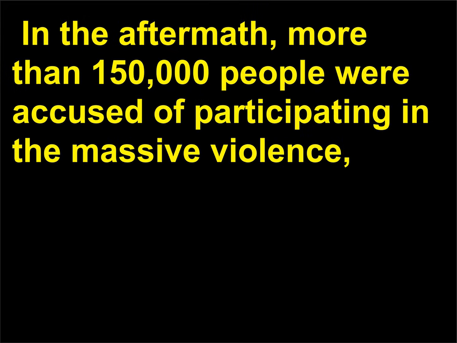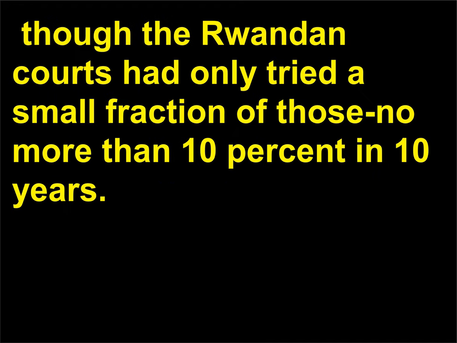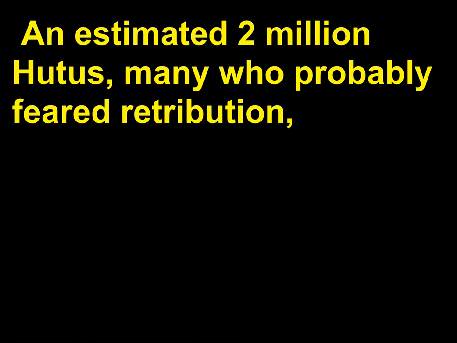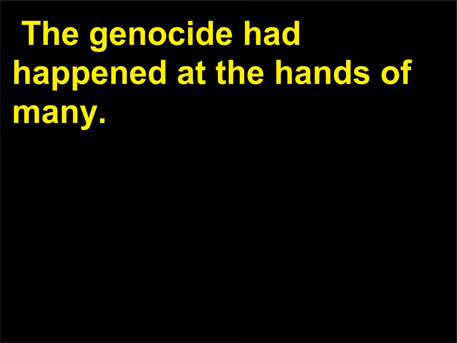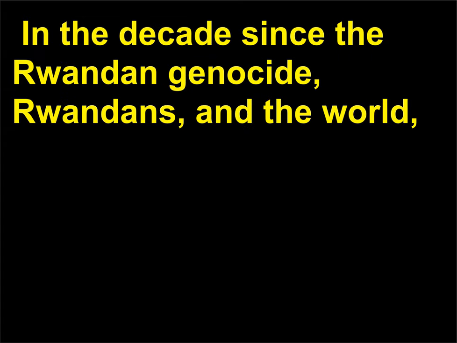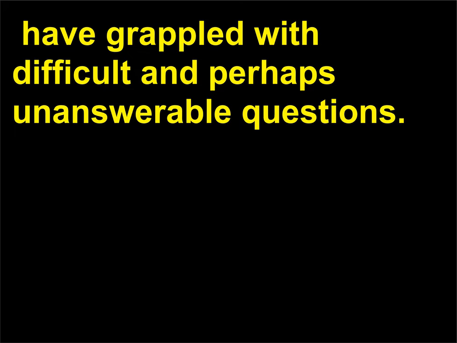In the aftermath, more than 150,000 people were accused of participating in the massive violence. Though the Rwandan courts had only tried a small fraction of those, no more than 10% in 10 years, an estimated 2 million Hutus, many who probably feared retribution, had fled to neighboring countries after the Tutsis gained power. The genocide had happened at the hands of many. In the decades since the Rwandan genocide, Rwandans and the world have grappled with difficult and perhaps unanswerable questions.